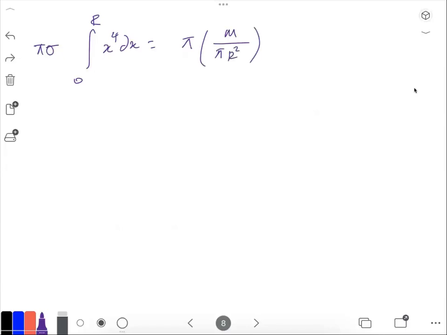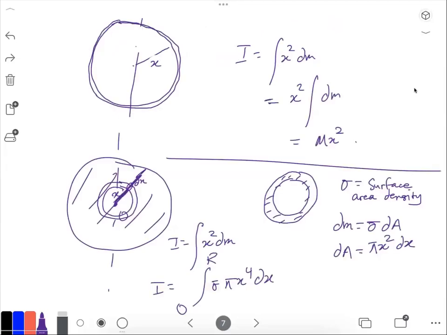And then now we are going to integrate x to the fourth, which is basically x to the fifth over 5 from 0 to r. And then this is equal to, okay, looks like I made a mistake because I know I should actually get an r squared in my answer. So let's see where I went wrong. Yeah, okay. So the place I went wrong was actually in my dA.